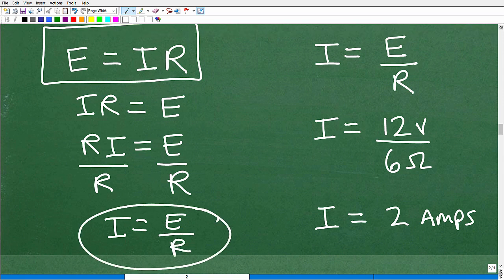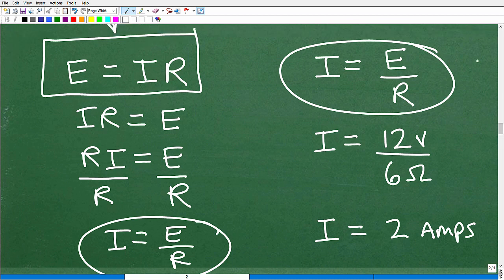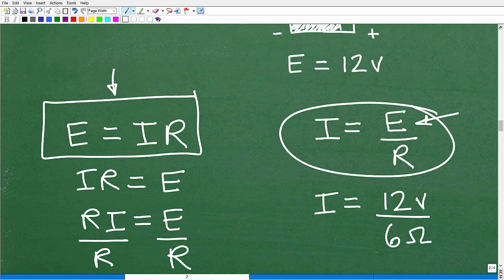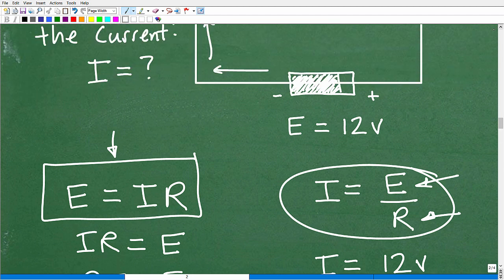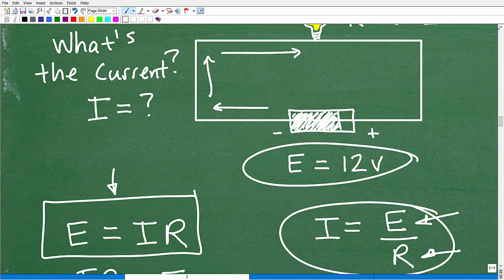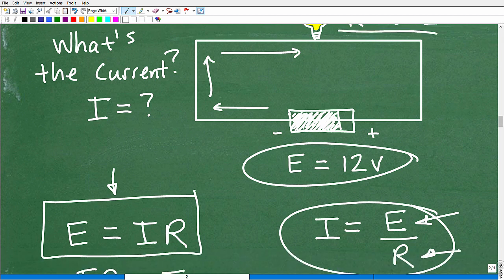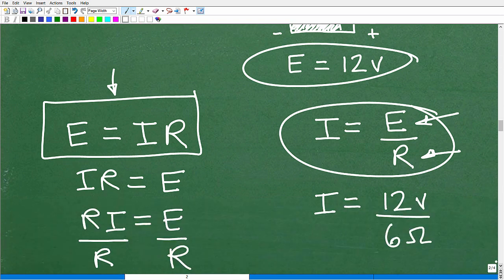So let's go up here. I equals E over R. That is the form of the equation that we need. Now we just plug in our information. What was E, the volts here? We just go back up. We need the volts and we need the resistance. Remember, this battery was 12 volts, and the resistance of the light bulb was 6 ohms. So we just plug them in: 12 volts divided by 6 ohms.